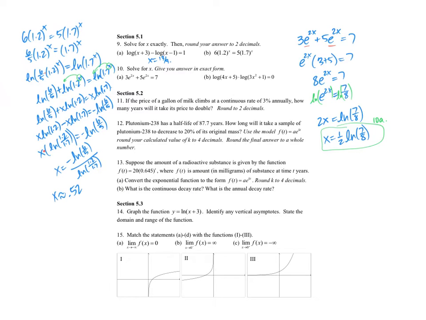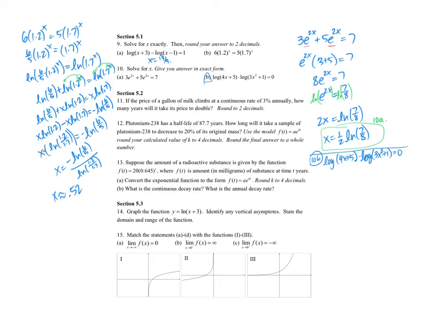And next one, for 10B, we have the log of 4x plus 5 times the log of 3x squared plus 1 equals 0. Now, since I have a log times another log, I can't combine that into a single log, right?